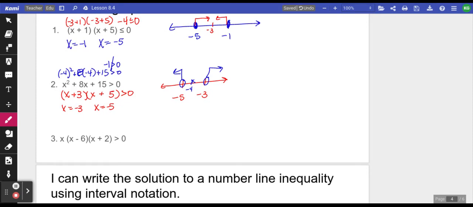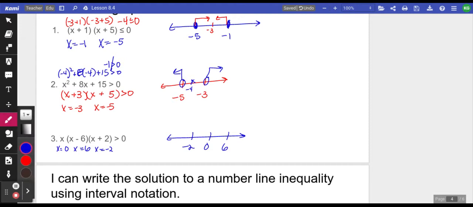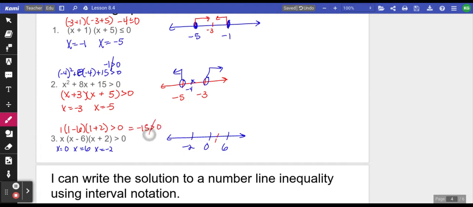This last one, I have 3 numbers, so I have x equals 0, x equals 6, or x equals -2. Putting those on the chart would be in this order. So now I have a bunch of different regions to check. I'm going to start by checking something in between the 0 and the 6. So I'm going to pick 1. So I have 1 parenthesis, 1 minus 6 parenthesis, 1 plus 2, and see if that's greater than 0, which is -15, which is not greater than 0, so that one cannot be pointed at.